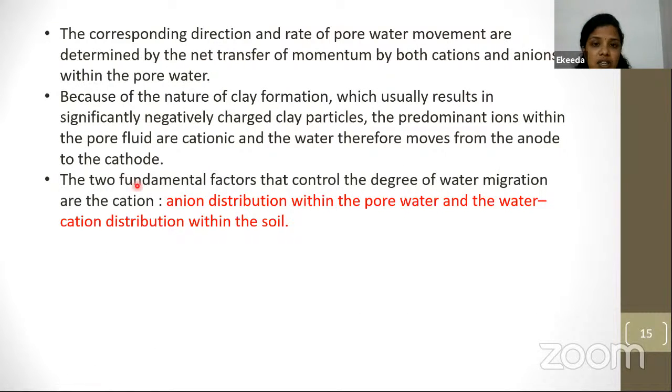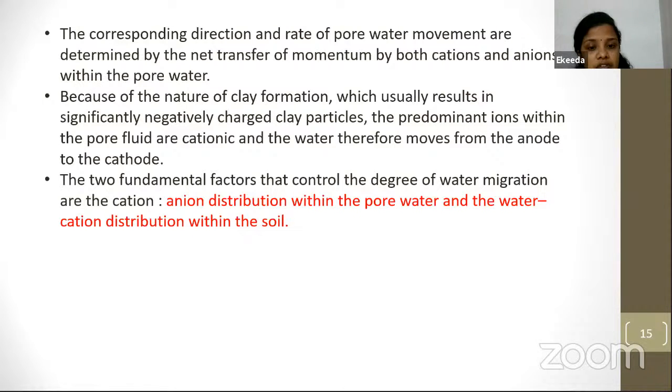The corresponding direction and rate of pore water movement are determined by the net transfer of momentum by both cations and anions. So the pore water ions, that is OH negative and H positive, will be moving towards the electrodes that we have inserted. Because of the nature of clay formation, which usually results in significantly negatively charged clay particles, the predominant ions within the pore fluids are cationic, and water therefore moves from the anode to the cathode. So the water will be moving towards the cathode.